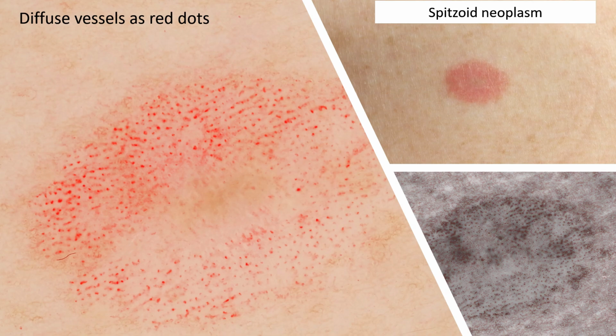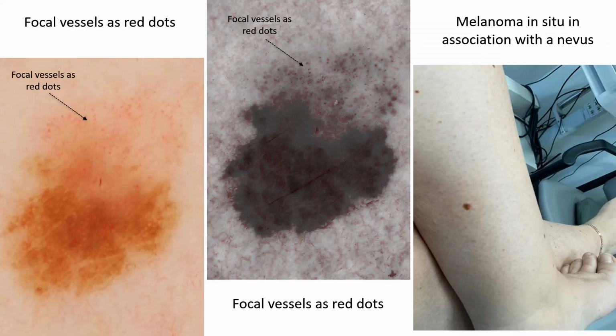In this particular example, it's a melanocytic neoplasm. And this pink lesion has diffuse vessels as red dots in the contact polarized mode. You can see the same pattern in the near ultraviolet light mode, and this is characteristic of a spitzoid neoplasm. In this particular case, you have focal vessels as red dots within this pigmented lesion, and this type of pattern is associated with a melanoma in situ in association with a nevus.